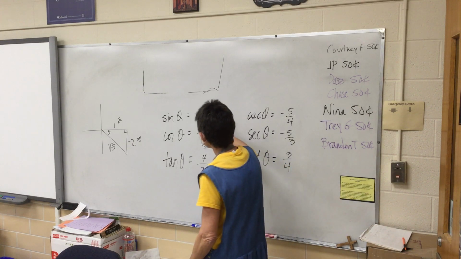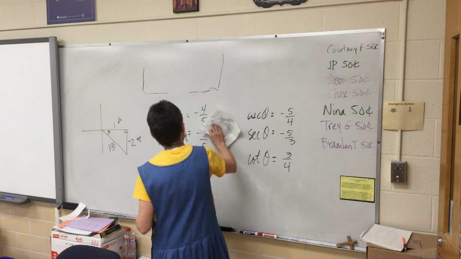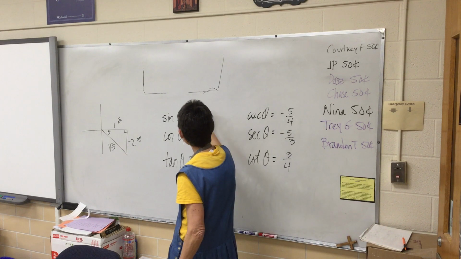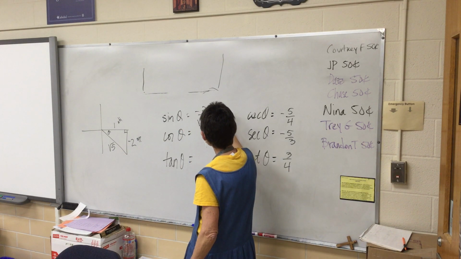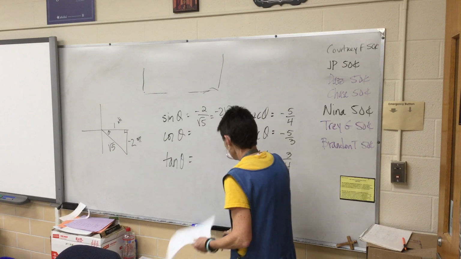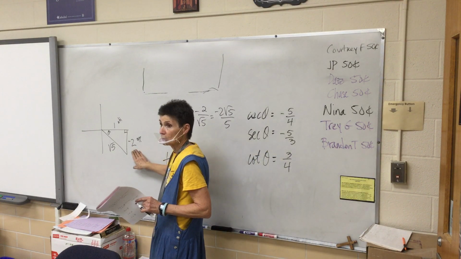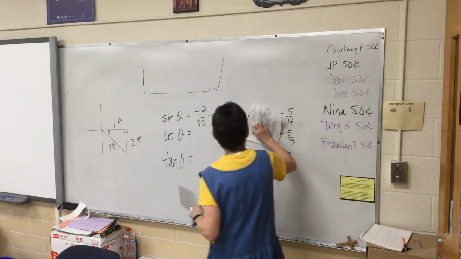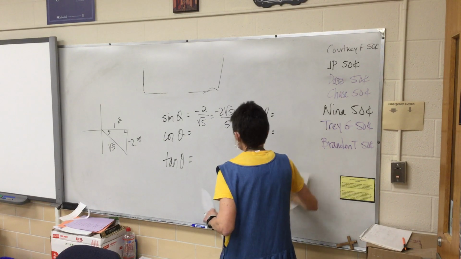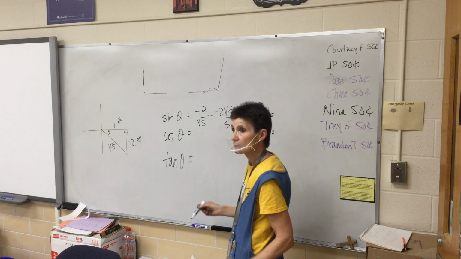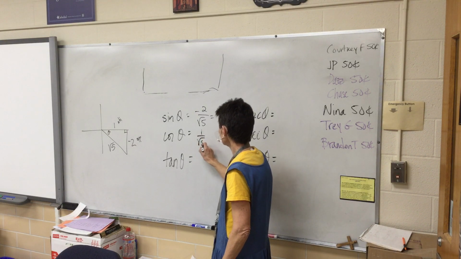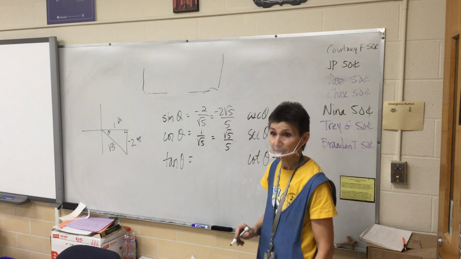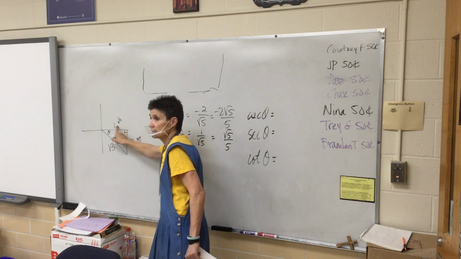Here we go. What's the sine? 2 over root 5. Very good. Actually, it's negative. It's -2 over root 5, which is -2 root 5 over 5. If you're using the 2, it's got to be negative. All right, what's my cosine? One over root 5? Or root 5 over 5? Now that one doesn't have a negative because x is positive.